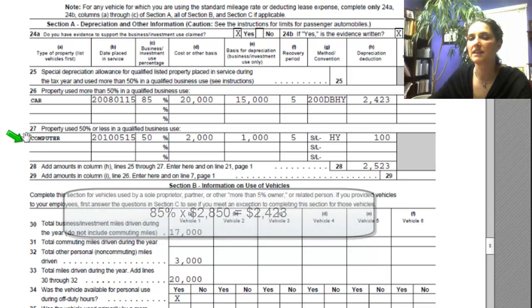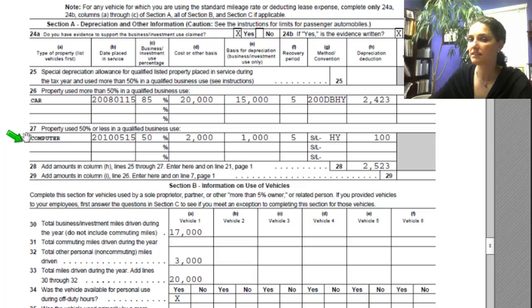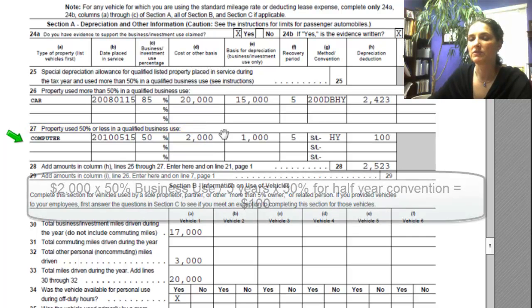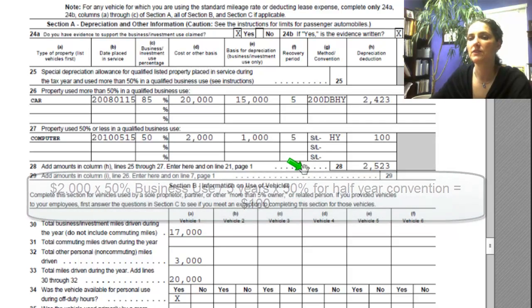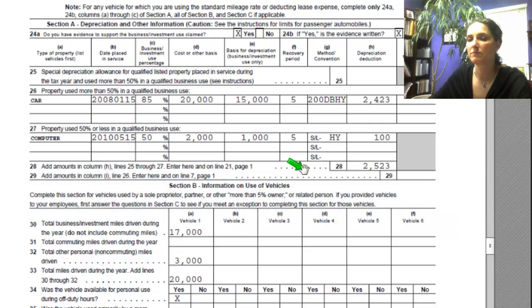The computer, as I said, is used 50% or less in a qualified business, and so we enter it on line 27. We're going to apply ADS and a half-year convention. So 50% of 2,000 is 1,000. We divide that by 5. Apply the half-year convention, which gives us a half-year of depreciation for that first year, and we have $100. Total depreciation claimed on page 2 on line 28 is $2,523, and that will carry to page 1 and get entered on line 21.